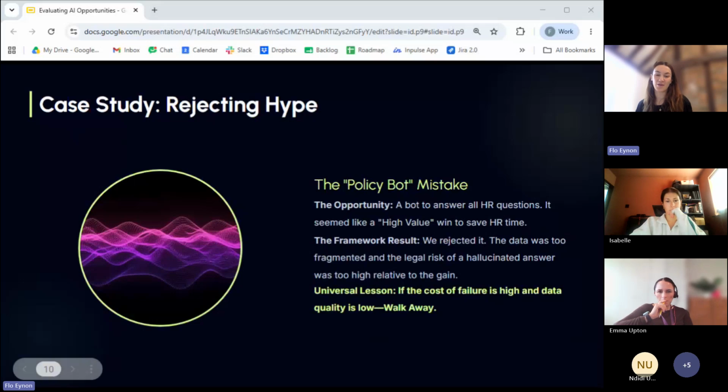This is the policy bot. So this was the opportunity we chose not to pursue. The idea was the policy bot. An employee could ask any question about the policy. It appeared quite attractive. But when we assessed the feasibility, the risks became a lot clearer.